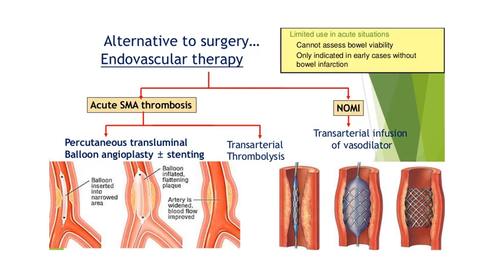Alternative to surgery is endovascular therapy. This is limited in acute situations, only indicated in early cases without bowel infarction. If there is acute superior mesenteric artery thrombosis, we do percutaneous transluminal balloon angioplasty and stenting, or transarterial thrombolysis. If it is non-occlusive mesenteric ischemia, we do transarterial infusion of vasodilator.